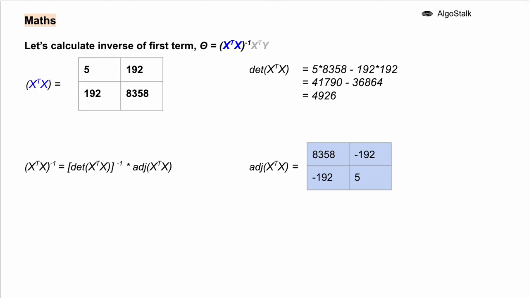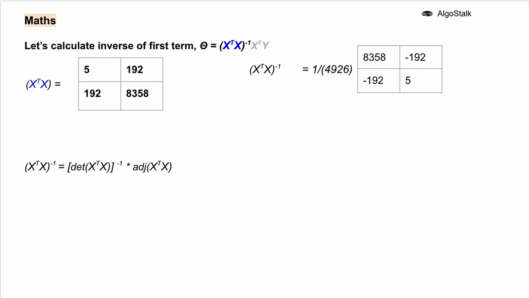Next, we calculate the adjugate of the xtx matrix. The adjugate, or adjoint matrix, is the transpose of the cofactor matrix. The top left entry 8358 and the bottom right entry 5 are the cofactor determinants for their positions. The off-diagonal entries are adjusted by changing the sign based on their positions in the matrix. The adjugate matrix is used in conjunction with the determinant to find the inverse of xtx. Let's proceed to calculate the inverse using this adjugate and the determinant we have calculated.